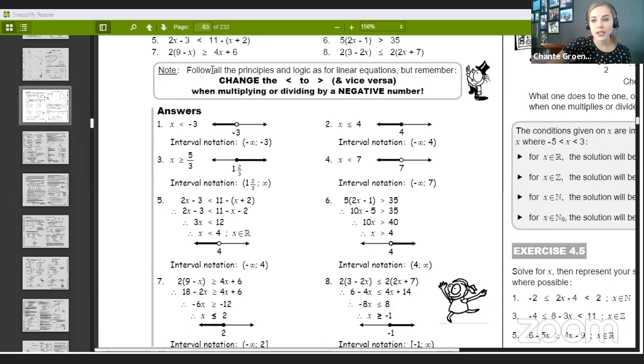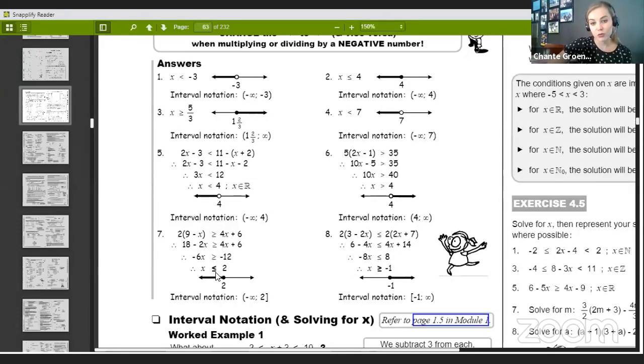Now here is where this comes in. Quickly note. It says note: follow all principles and logic as for linear equations. Like I said, you make as if it's an equal sign. We don't think differently, okay? But the less than sign changes to a greater than sign and vice versa when we are multiplying or dividing by a negative number. Can you see that when I divide this minus to get to the x alone, I have to divide with a minus 6? When I do that, can you see that automatically my sign is going to change? So it's going to change from greater than or equal to minus 12 to less than or equal to 2. So what I would do is first change the sign and then do the math, okay?